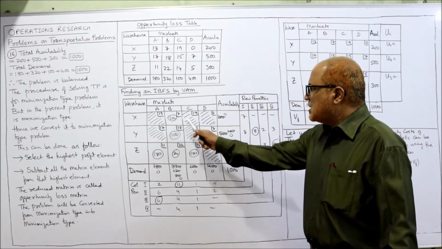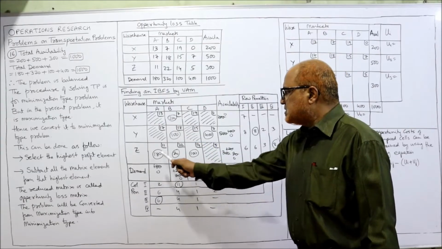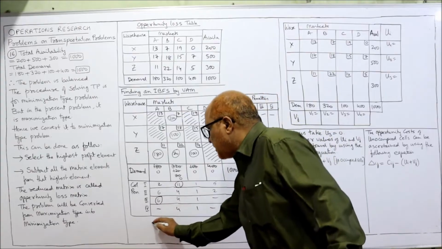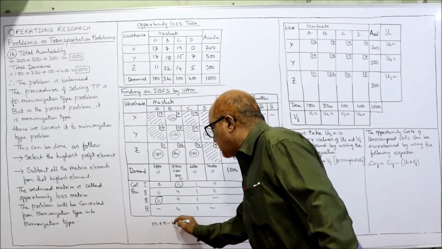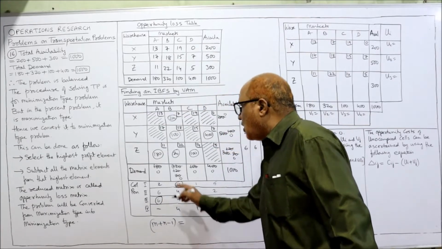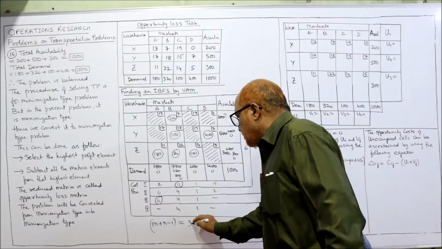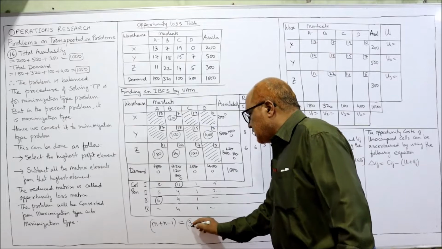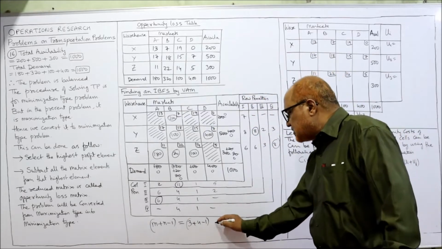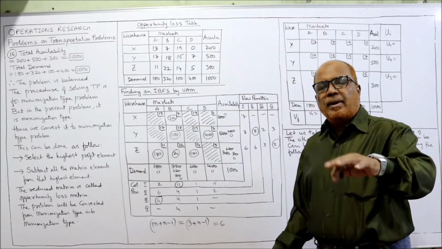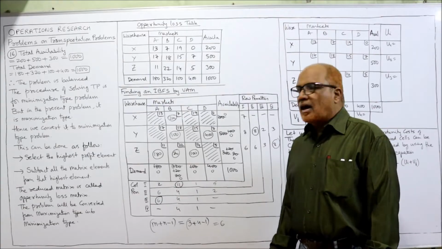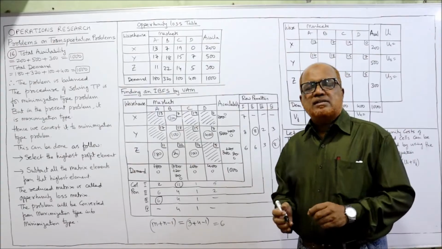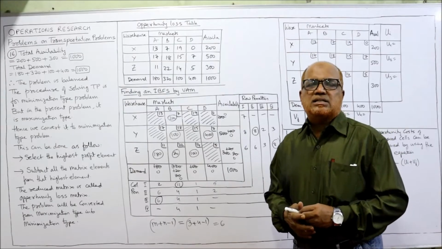The number of allocations are 1, 2, 3, 4, 5, 6. So 6 allocations are there. And M plus N minus 1. Number of rows. How many rows are there? 3 rows. Plus how many columns are there? 4. Minus 1. 3 plus 4, 7. 7 minus 1, 6. So M plus N minus 1 is 6, and number of allocations are also 6. That means the IBFS is non-degenerate.